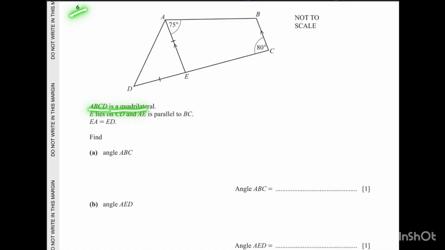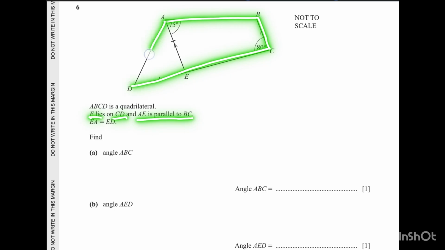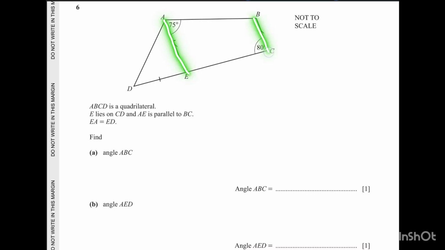ABCD is a quadrilateral. E lies on CD and AE is parallel to BC. ABCD is a quadrilateral, E is on this line BC, AE is parallel to BC. Then these two sides are equal, EA and ED are equal. This is the given information. Find question A, angle ABC. Angle ABC is this angle.